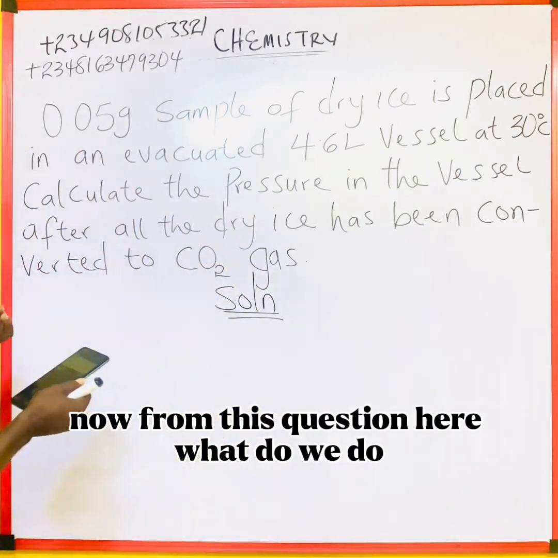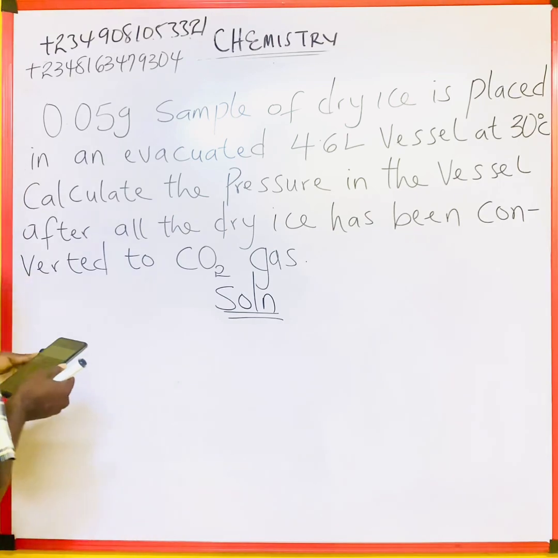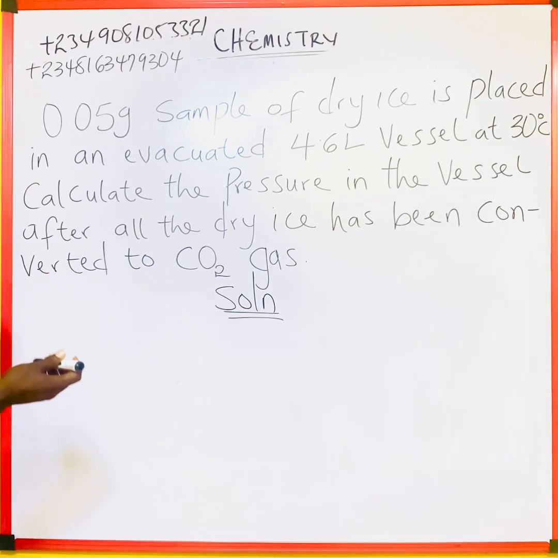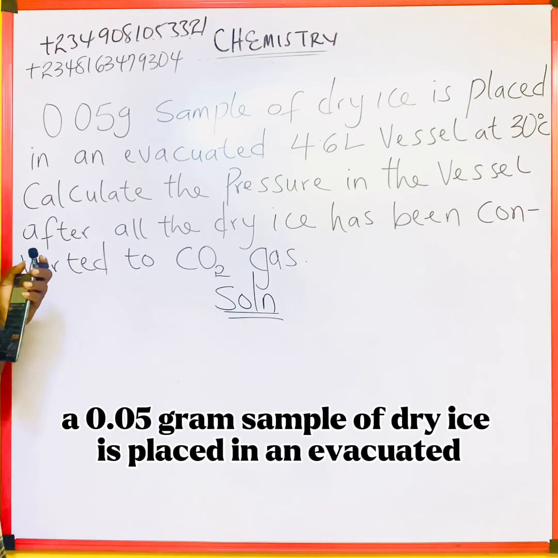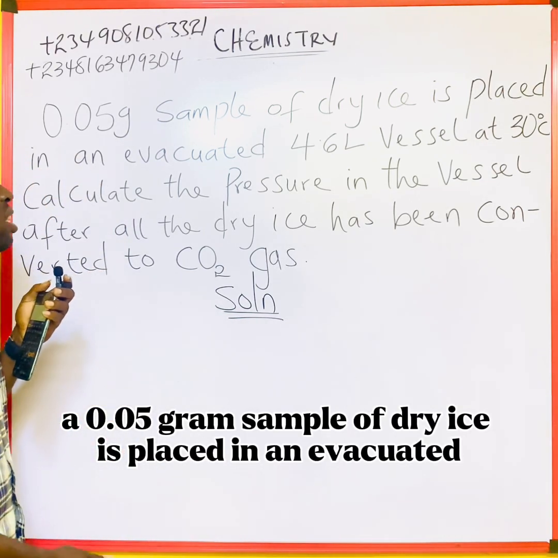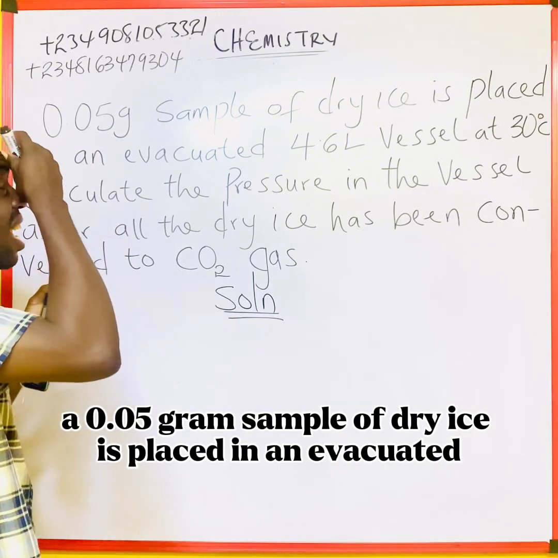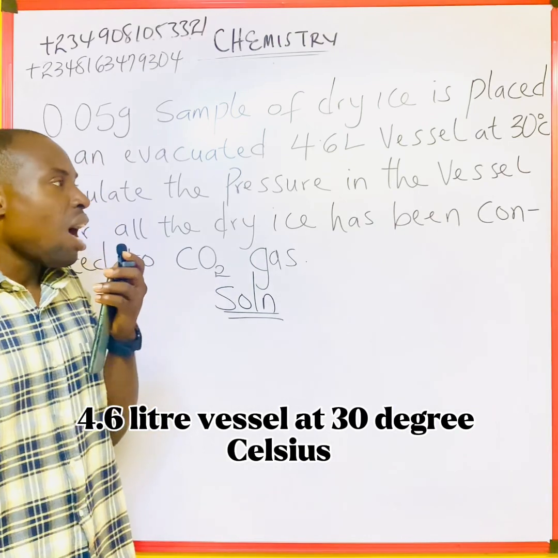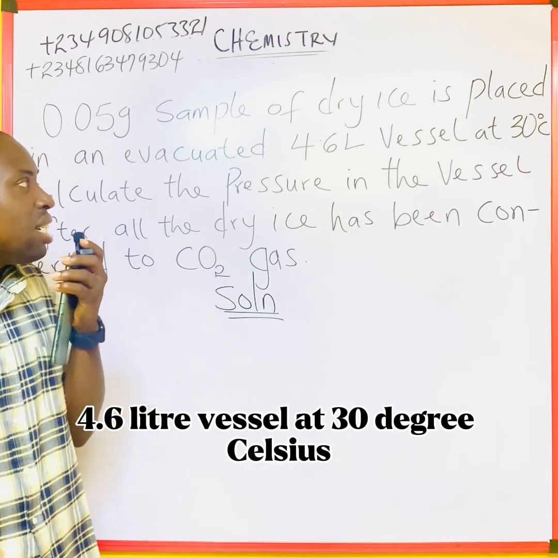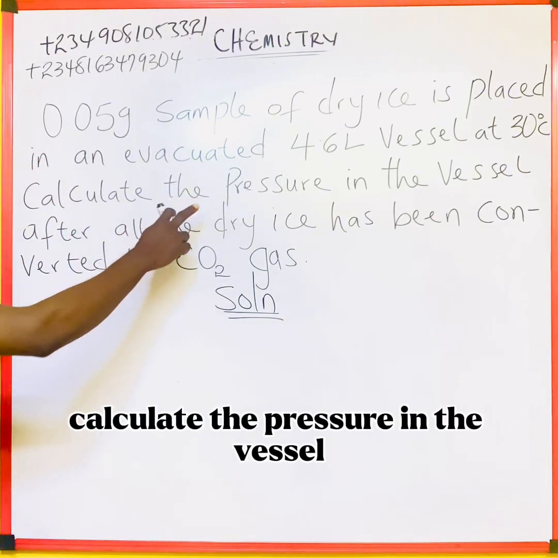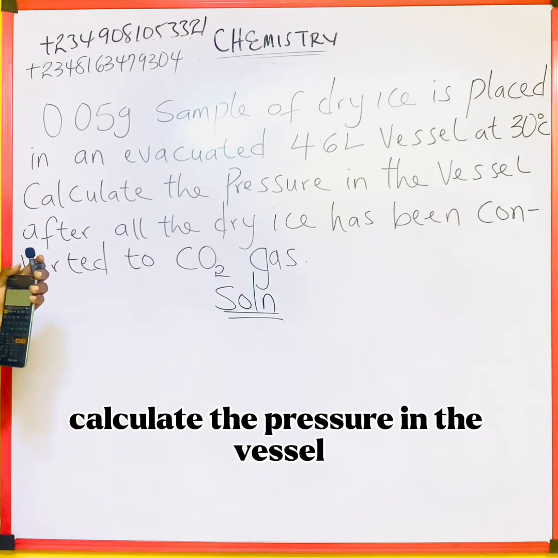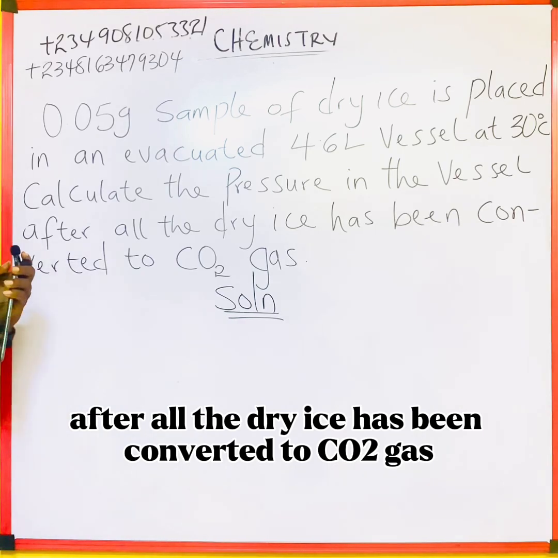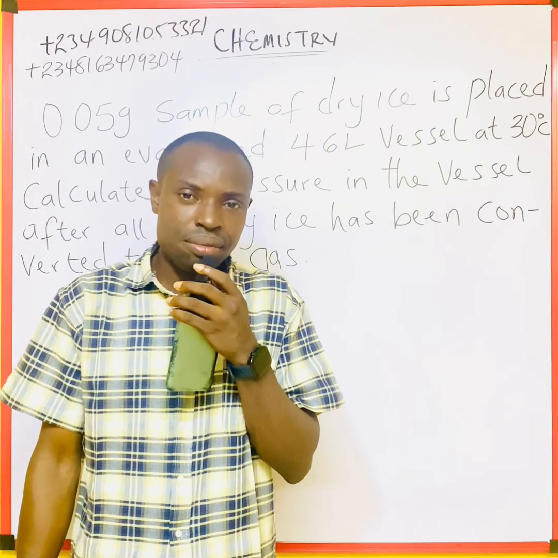And from this question here, we come here to say: a 0.05 gram sample of dry ice is placed in an evacuated 4.6 liter vessel at 30°C. Calculate the pressure in the vessel after all the dry ice has been converted to CO2 gas.